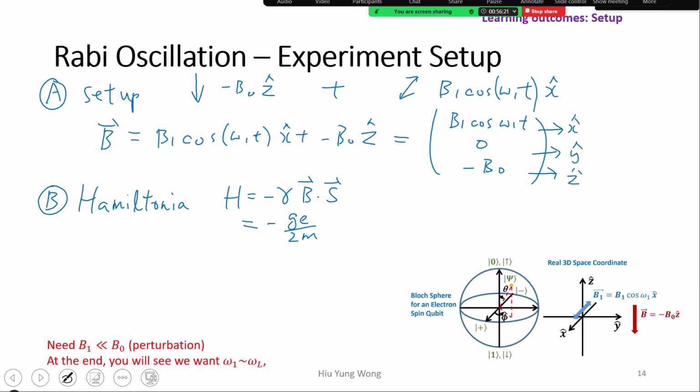Now, for B, what is B? Now I'm trying to do a dot product. So it is B1 cosine omega 1t, 0, negative B0, and then the whole thing multiplied by sigma x, sigma y, sigma z. Now, because g is approximately equal to negative 2.002, this one is approximately equal to e over m.